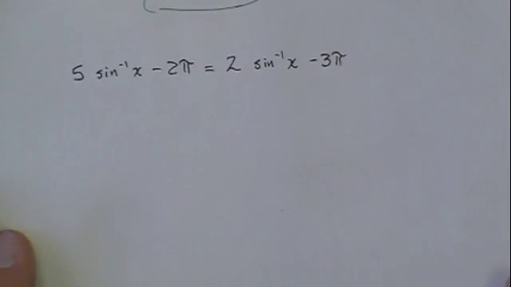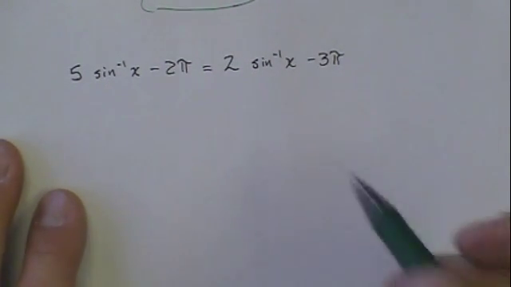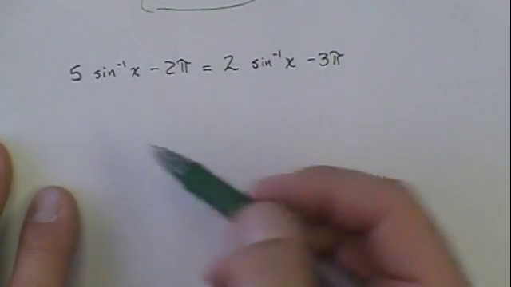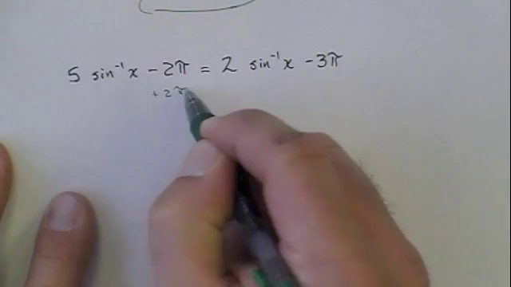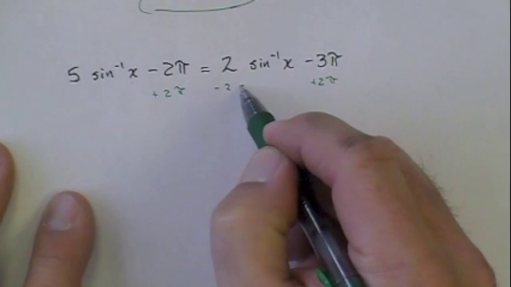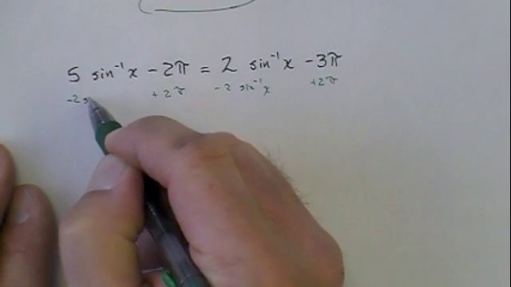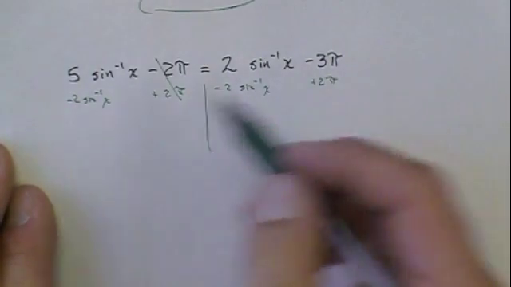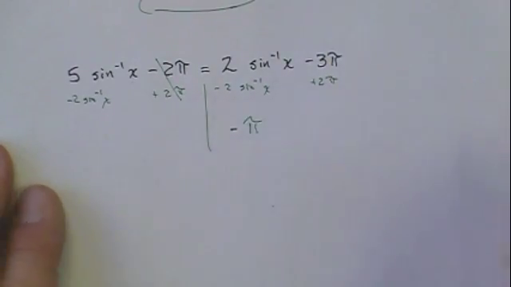Here's another example. 5 times the inverse sine of x minus 2 pi is equal to 2 times the inverse sine of x minus 3 pi. Again, the idea is we're going to solve for x. We want x on one side, everything else on the other. All right, so we could add 2 pi to both sides and subtract 2 times the inverse sine of x from both sides, doing the same thing to both sides. So negative 3 pi plus 2 pi becomes negative pi.